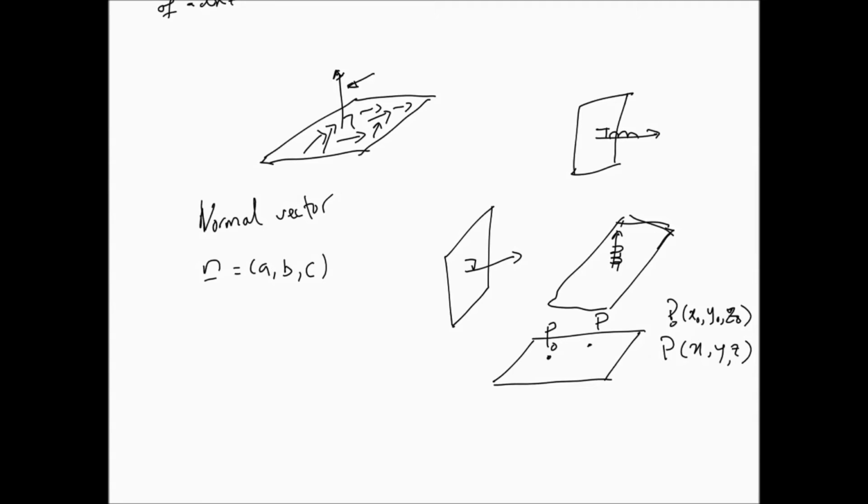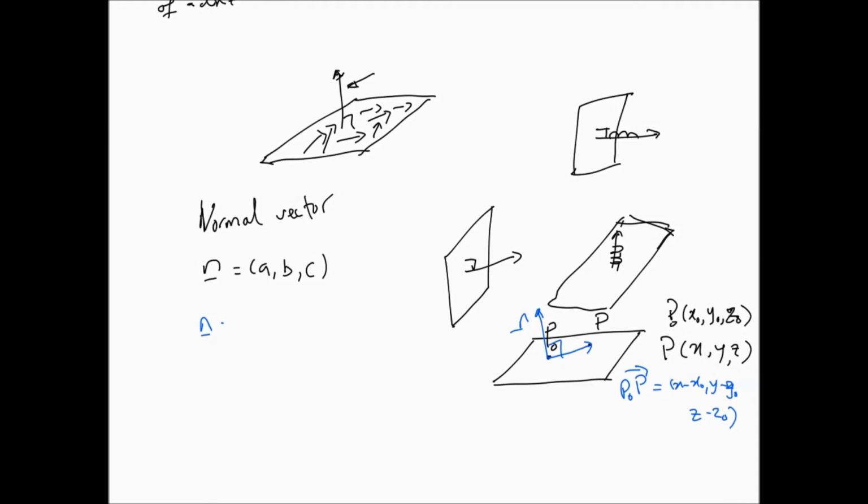Now this vector here is the same as before, which is the vector P0P, and it is x minus x0, y minus y0, z minus z0. So now the question is, if this is any vector in the plane, what ensures that it is in the plane? The normal to the plane would be this vector here. This would be the normal to the plane.